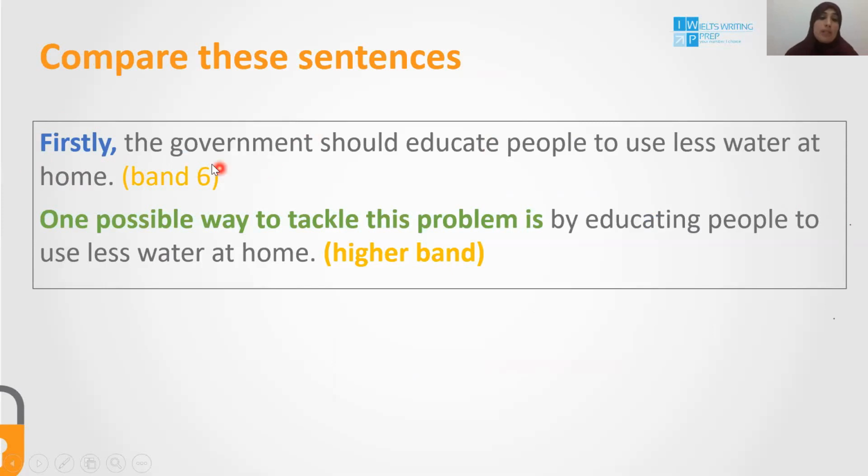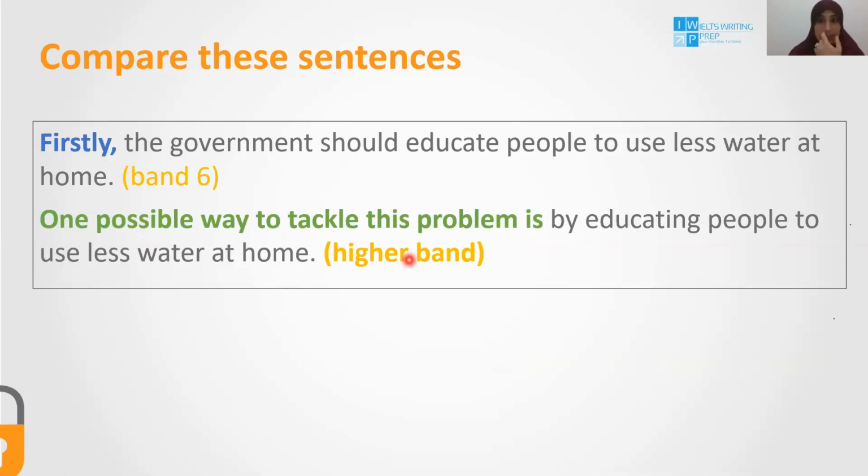Okay, and you'll notice that even the sentence that follows afterward is actually quite simple. We've got the government, that's the subject, and we've got the verb phrase. There's nothing complicated about it. The second sentence here starts with the green. We've got our sophisticated introductory phrase. One possible way to tackle this problem is by educating people to use less water at home. Now, this would be considered a higher band score for coherence and cohesion, as well as for grammar, because there's a lot more grammar involved in this sentence.